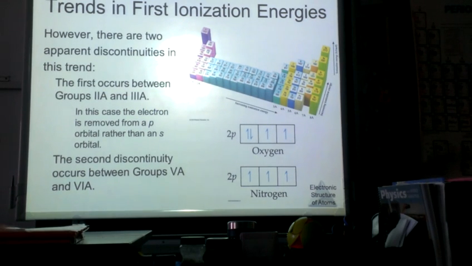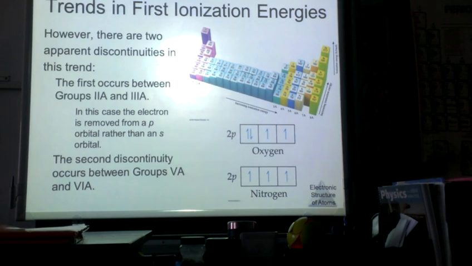Okay, we do see that there are some discrepancies in this. And there's two of them, actually, or what we could call discontinuities. For the first one, we see a discrepancy between groups 2A and 3A. So specifically, I'm talking about from the alkaline earth metals here to the boron family. Guys, for the most part, we kind of forget about the transition metals in these trends. And that's just because the increase is so slight that for us, it's kind of negligible as we move across the periodic table.